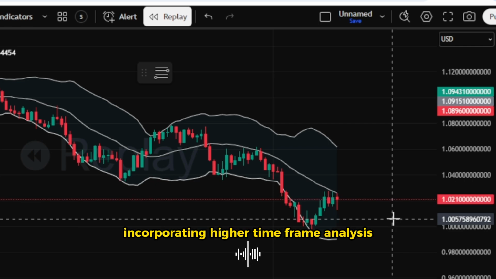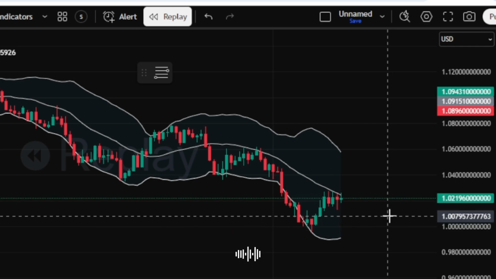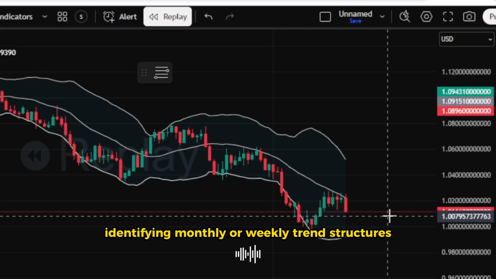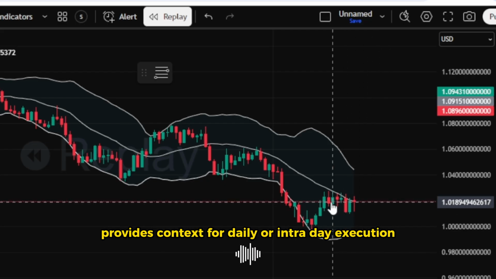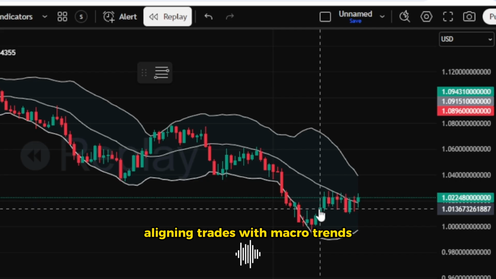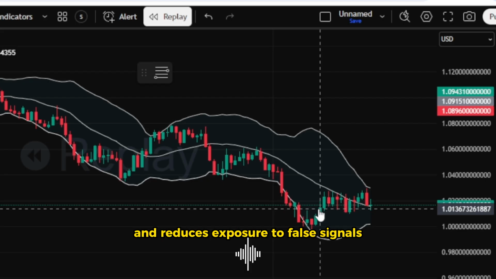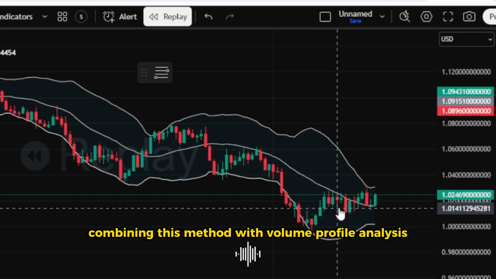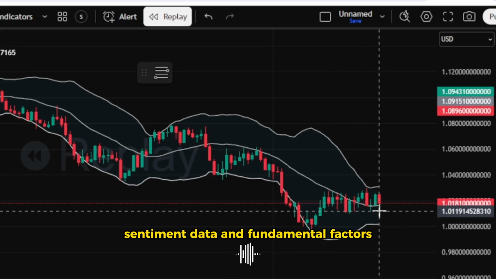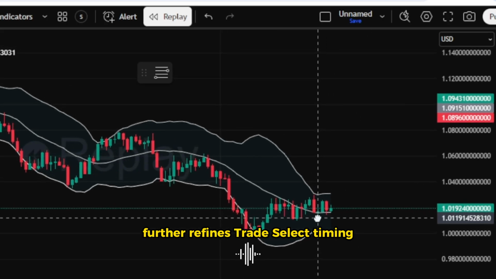Incorporating higher time frame analysis enhances this strategy. Identifying monthly or weekly trend structures provides context for daily or intraday execution. Aligning trades with macro trends increases the probability of success and reduces exposure to false signals. Combining this method with volume profile analysis, sentiment data, and fundamental factors further refines trade selection and timing.